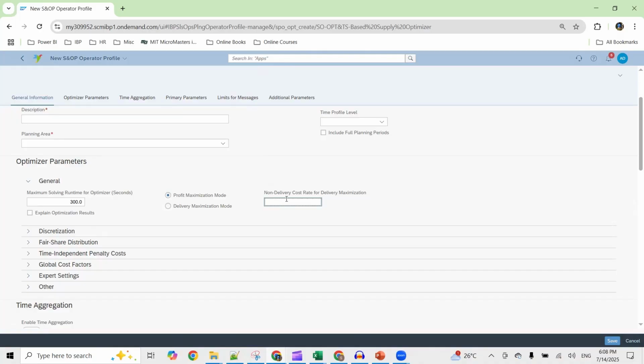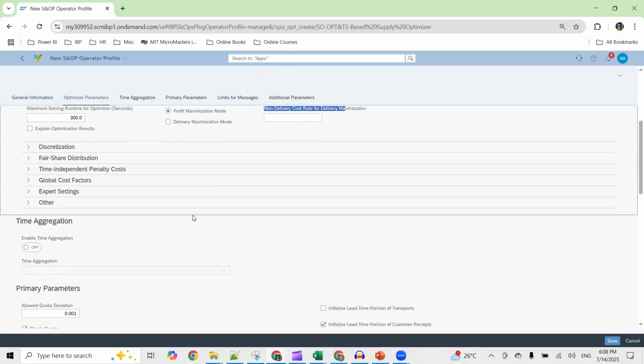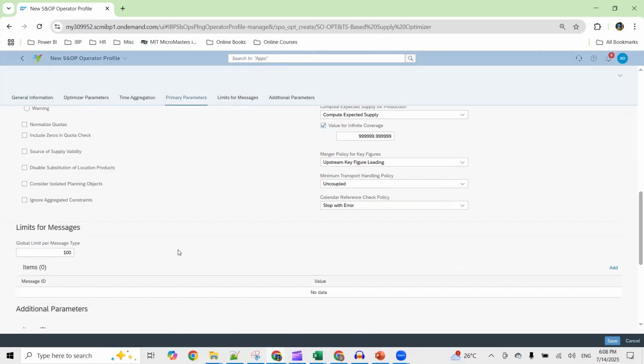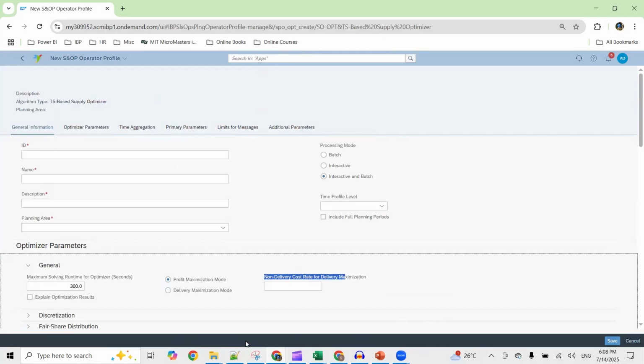So if your objective is to maximize profit, then you have to have some pseudo hard constraints as a penalty cost of not delivering your product to your customers, right? So these are non-delivery cost rates for delivery maximization. So we have seen what the parameters of these algorithms are, right? And now let's jump into the use case.